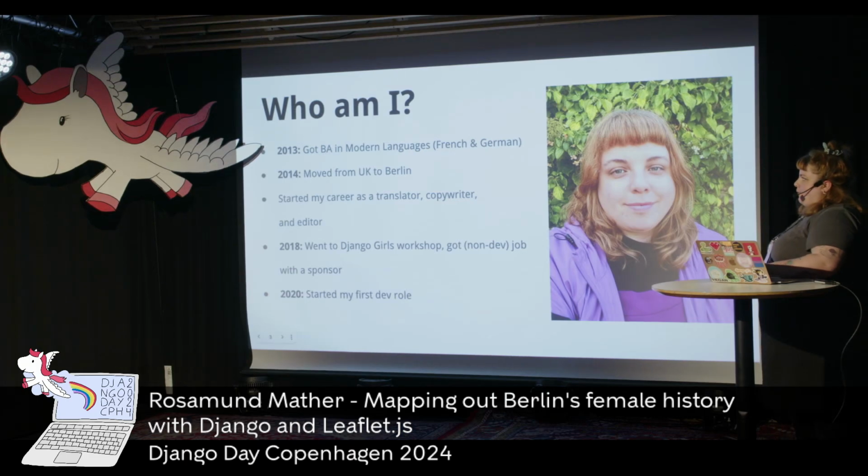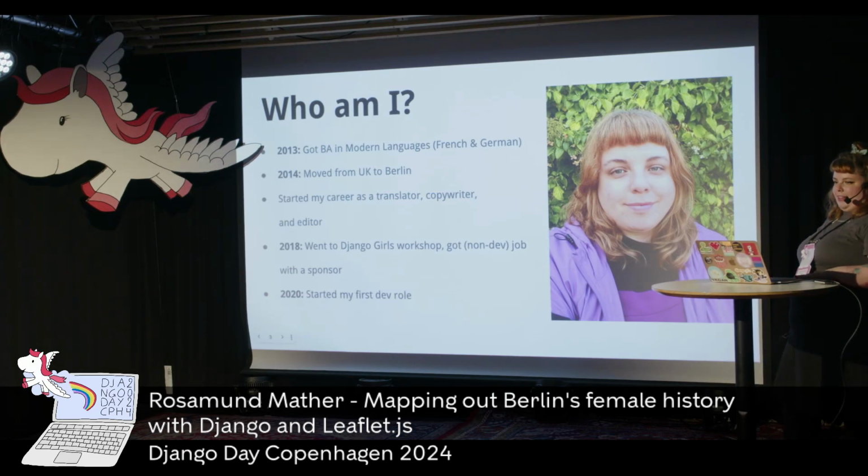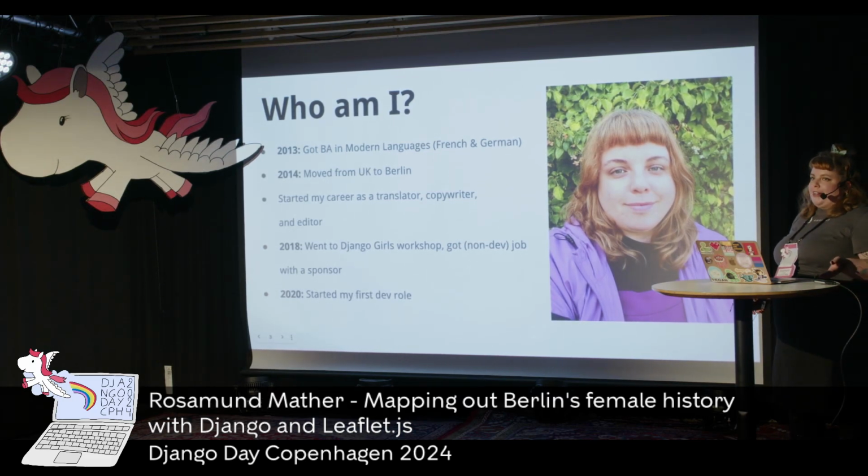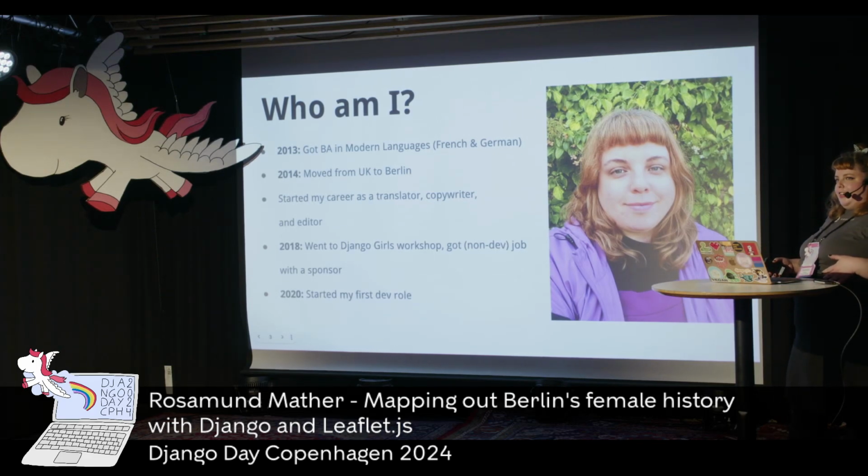So just to introduce myself, my name is Rosamund Mather. I am a developer. I'm from the UK originally, but I've been living in Berlin for the past 10 years. And my path into programming is quite unusual. So I studied modern languages, including German, hence Berlin. And I started off my career as a translator, copywriter, editor, anything to do with the written word. And I did that for about 5 years.